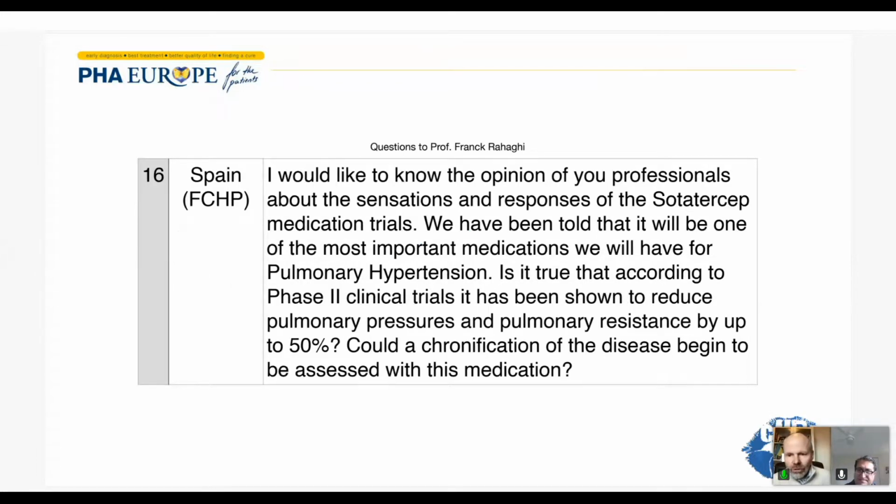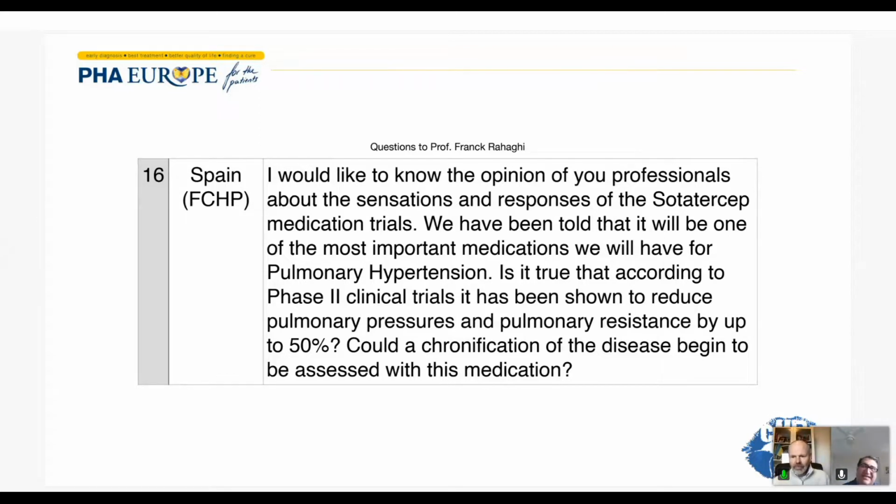Spain, I would like to know the opinion of you professionals about the sensations and responses of the sotatercept medication trials. We have been told that it will be one of the most important medications we have for pulmonary hypertension. Is it true that according to phase 2 clinical trials, it has been shown to reduce pulmonary pressure and pulmonary resistance by up to 50%? Could a chronification of the disease begin to be assessed with this medication?